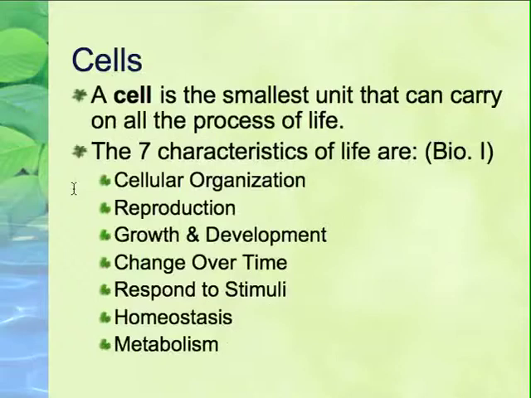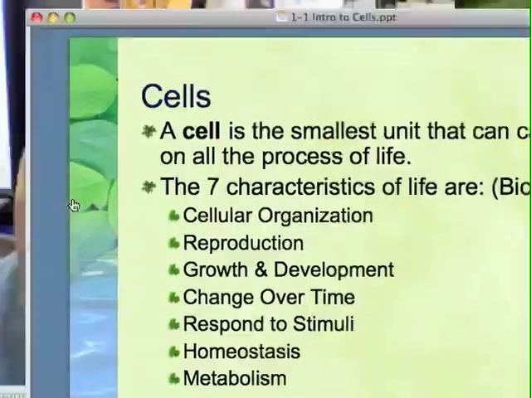As a quick review, we already know that a cell is the smallest unit that can carry on all the processes of life. And as we've defined earlier, the 7 characteristics of life are that we have cellular organization, the ability to reproduce, can grow and develop, change over time, respond to stimuli, have homeostasis, and metabolism. So a cell has all of those things. Even in a multicellular organism, all the individual cells in that organism have those things.